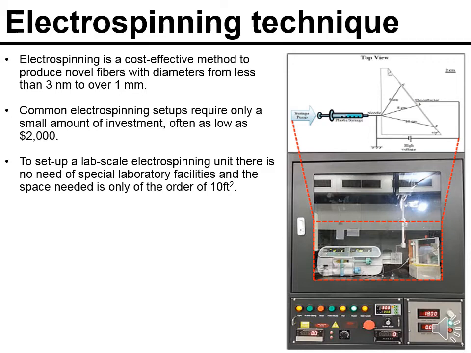Simply, the electrospinning technique is a cost-effective method to produce novel fibers with diameters ranging from nanometer to micrometer. It is a simple and versatile method for producing continuous non-woven fibers. Through this method, a fiber membrane with a large specific area and excellent absorption capacity can be obtained.